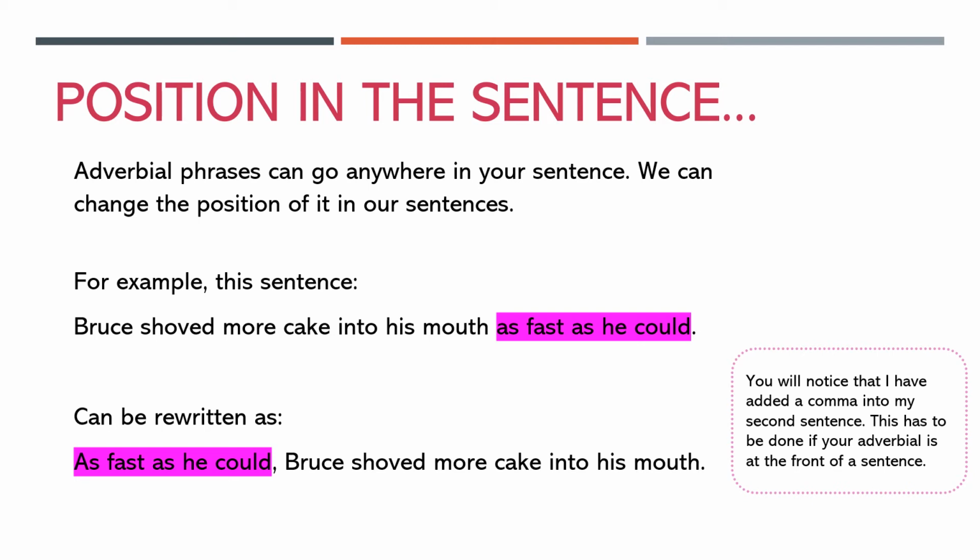One thing you'll notice is that I've had to add a piece of punctuation in. So I've got a comma in my second sentence. This has to be done if your adverbial is at the front of a sentence. Again, we can call these fronted adverbials, or in this case an adverbial of manner. How did he do it? How adverbial.